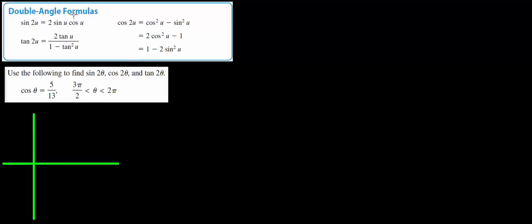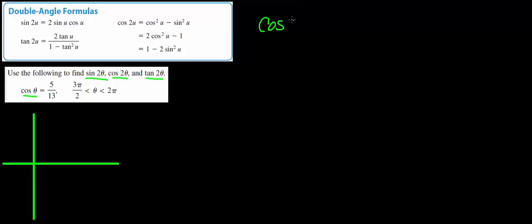For this example of double angle formulas, they're asking us to use the information that's given here, and they're asking us to find the sine of 2 theta, the cosine of 2 theta, and the tangent of 2 theta. They are giving us that the cosine of theta is 5 over 13, and I want to explain something very quickly here before we start tackling this problem.